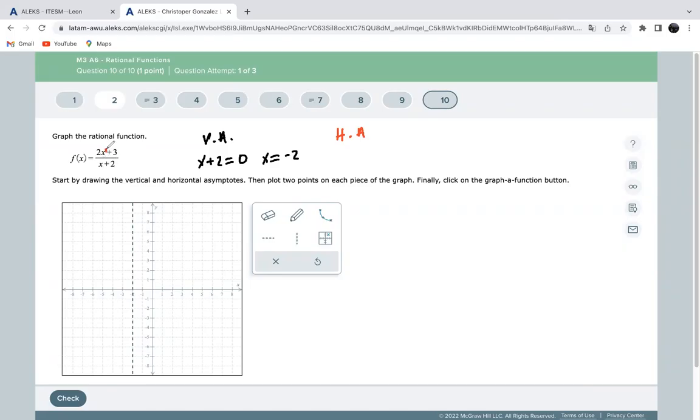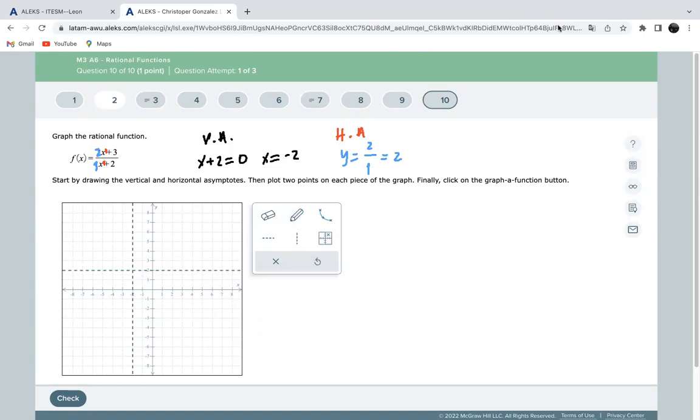In this case, because we have an x and an x, they both have the same degree. The difference maker is going to be the coefficient. In this case, the coefficients are 2 and 1. So because we have a tie in degree, the difference maker will be the coefficients. That means the horizontal asymptote will be at +2. So we go here to +2.